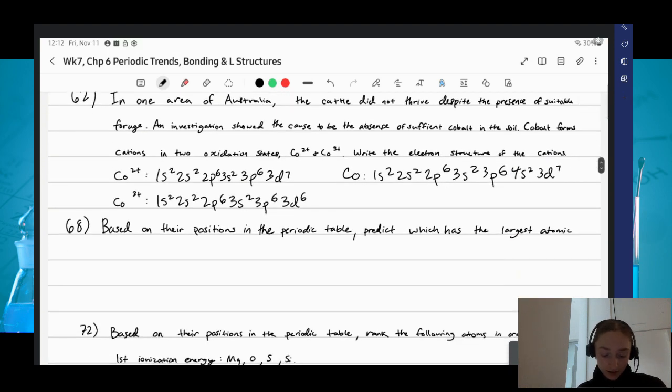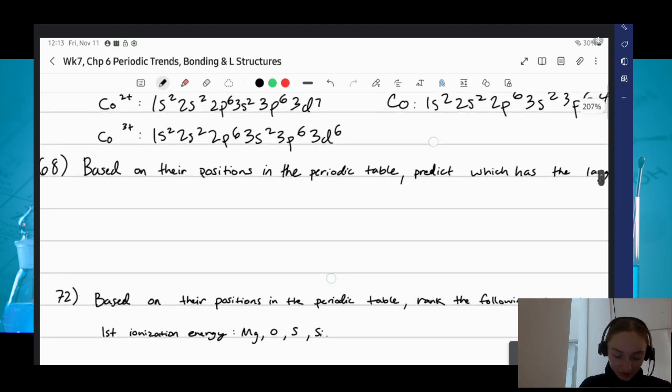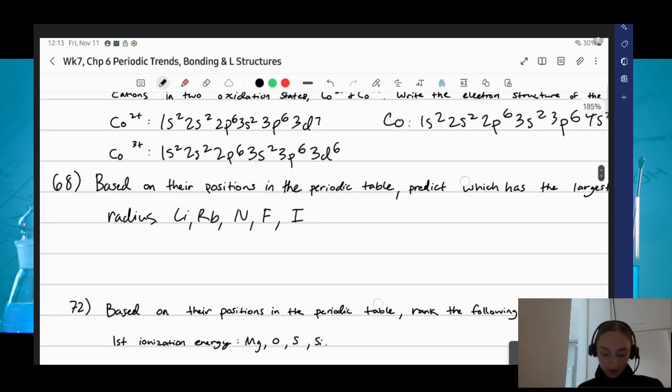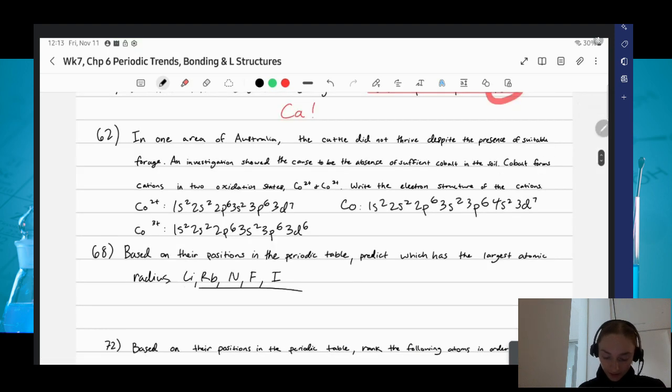Okay, so moving on to question 68. Based on their position in the periodic table, predict which has the largest atomic radius. I think I was supposed to write radius here. Yes. And the atoms that we are working with are lithium, Rb, nitrogen, fluorine, and iodine. Let's look at what that looks like on the periodic table.